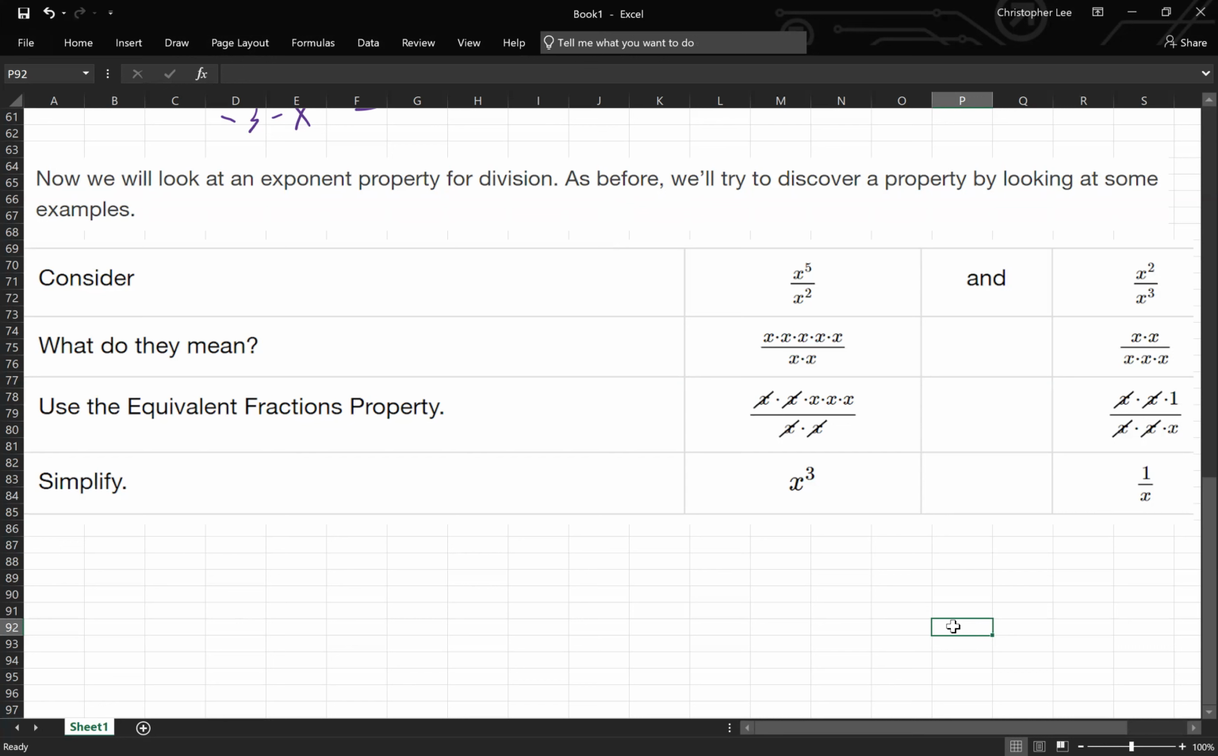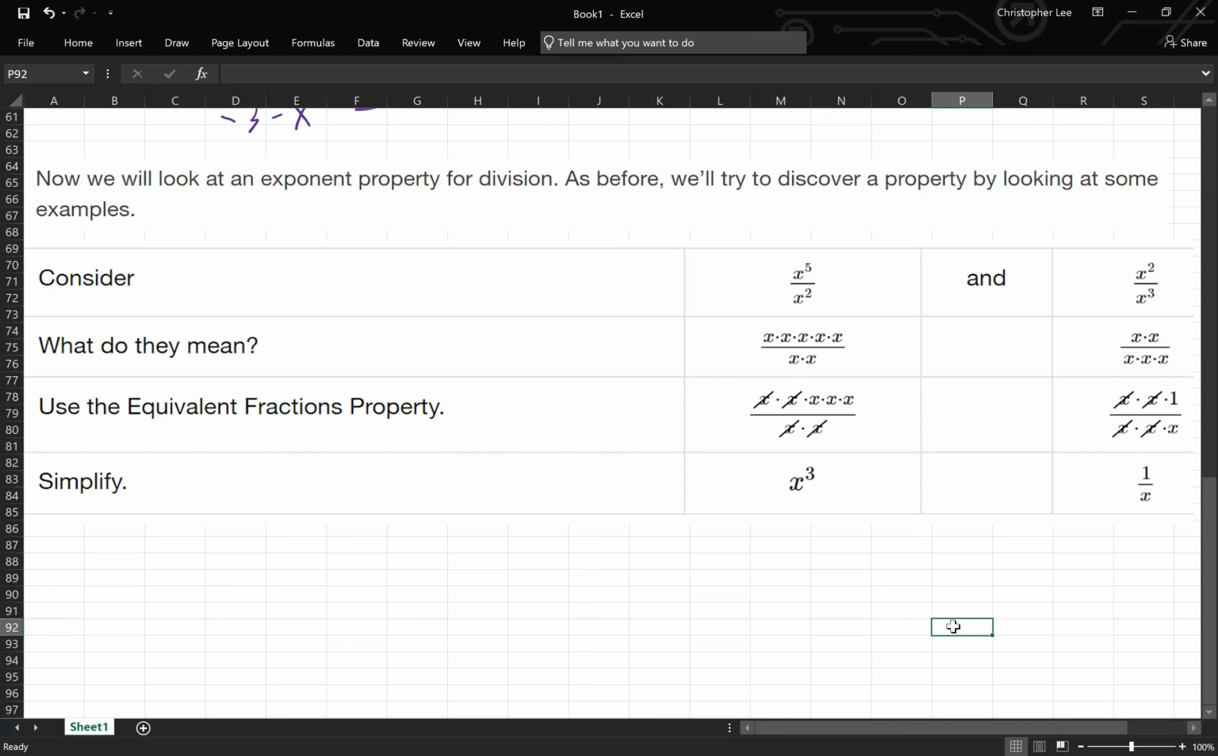Flip side, let's solve x to the 2nd divided by x to the 3rd. You know that x to the 2nd is just x times x, and x to the third is just x times x times x. So we do x to the second divided by x to the third. Cross out the like terms, top and bottom. What am I left with? 1 over x. So this is how we divide exponents.